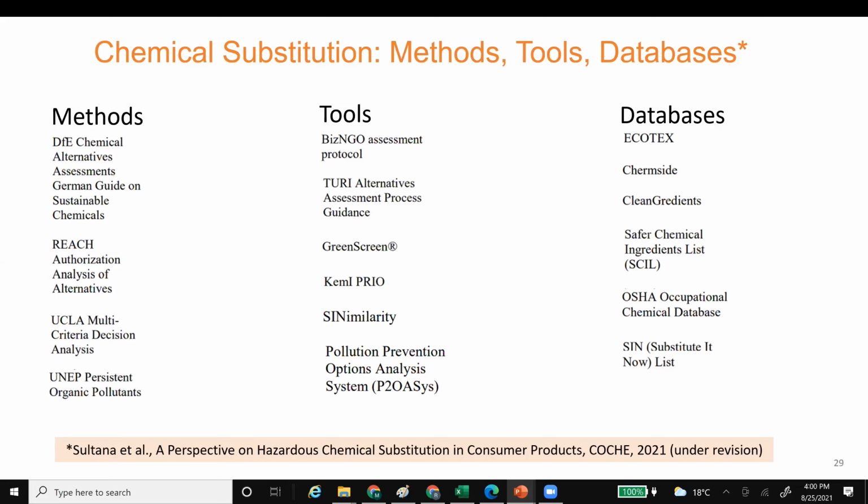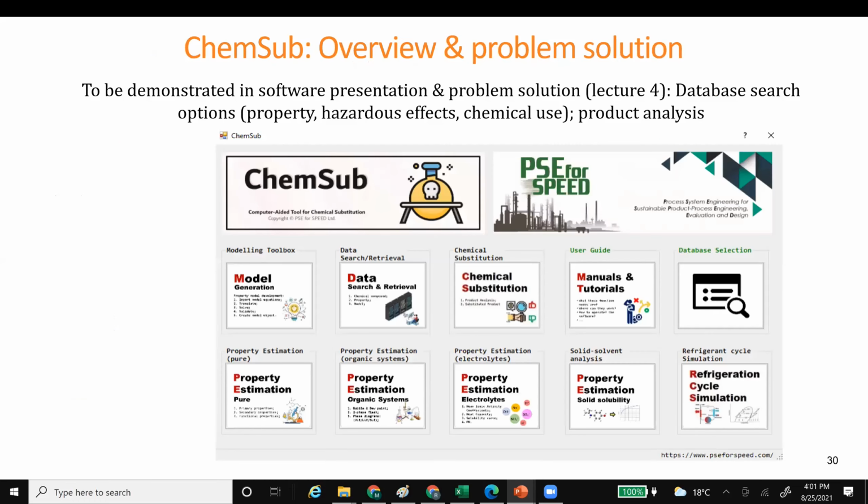So what we are doing is we are collecting all of these and trying to make something more systematic, more predictive, more efficient. And this is going to be our tool, which we call Chemsub. You will see a demonstration of it in lecture 4 after me, where the database search option will be shown and product analysis will be shown.